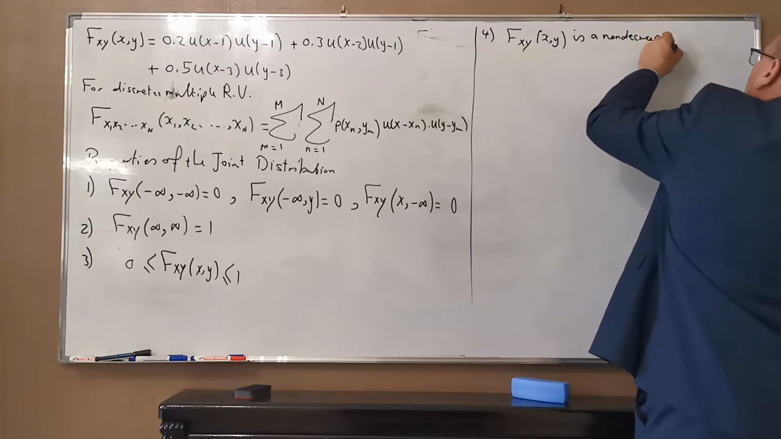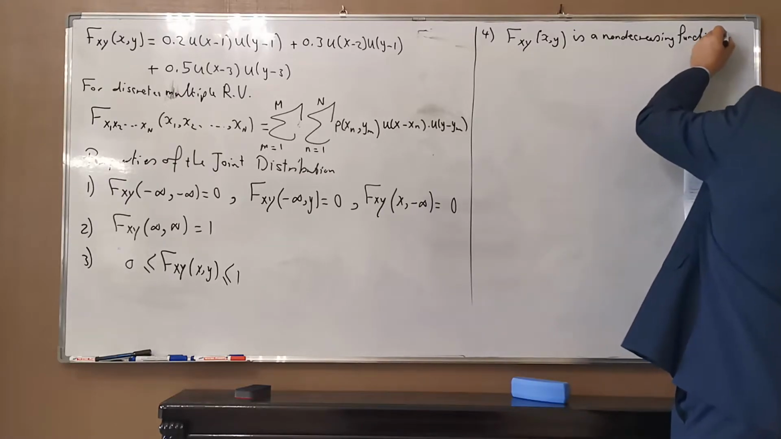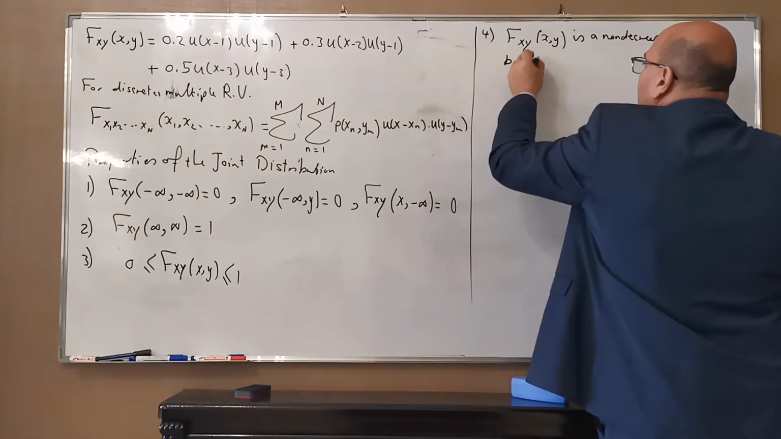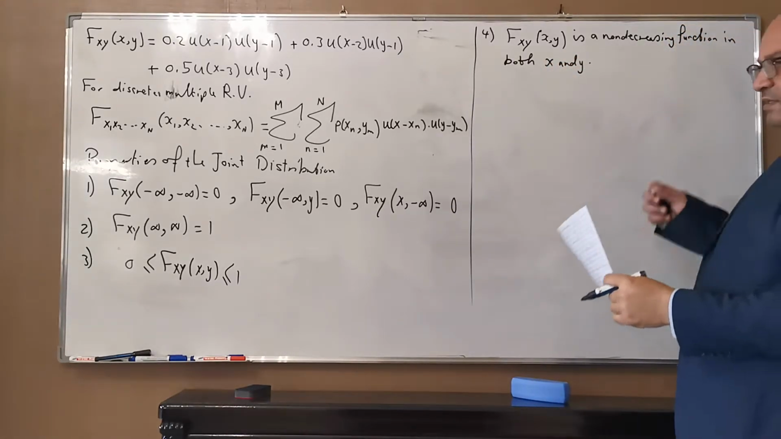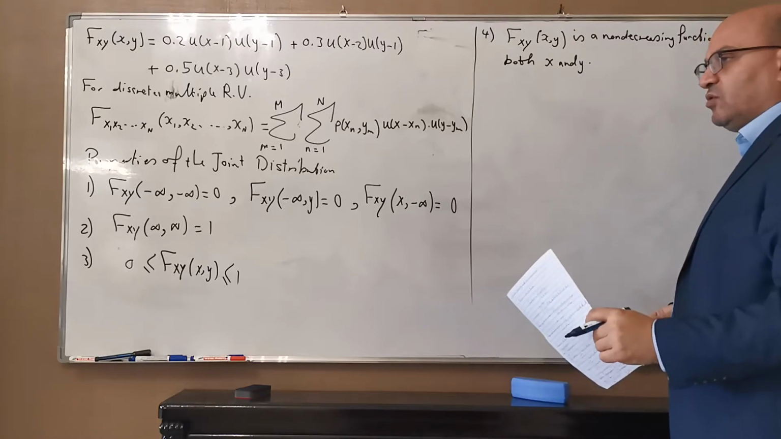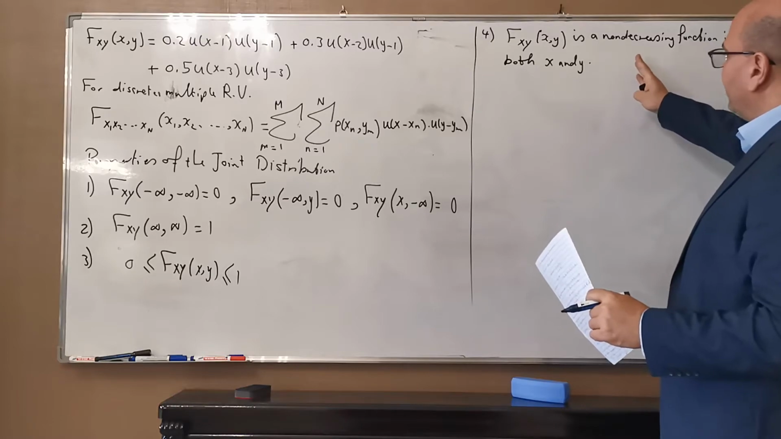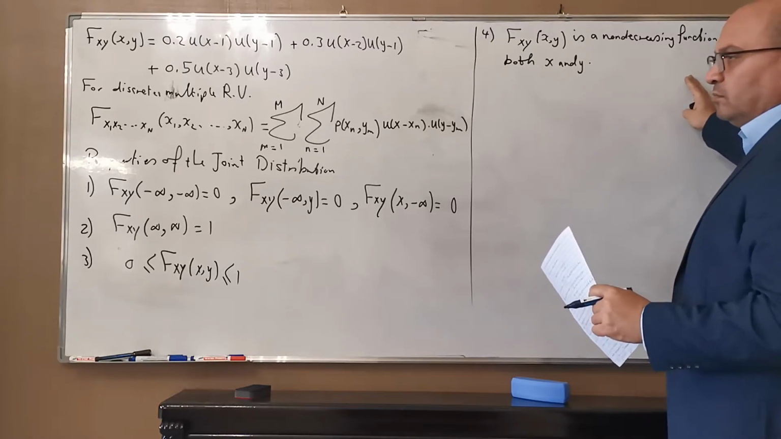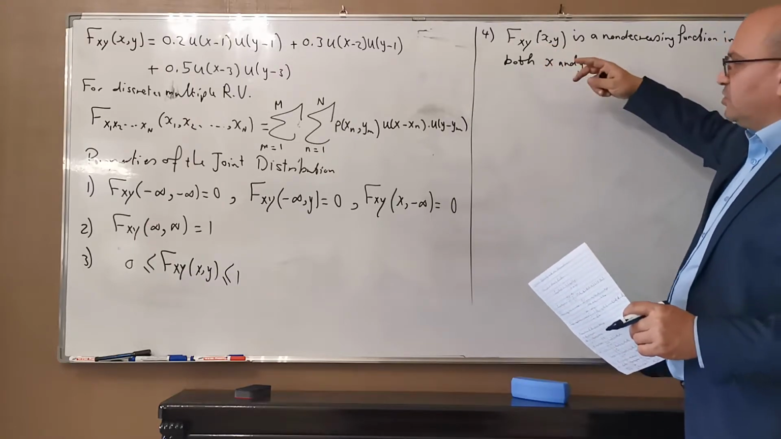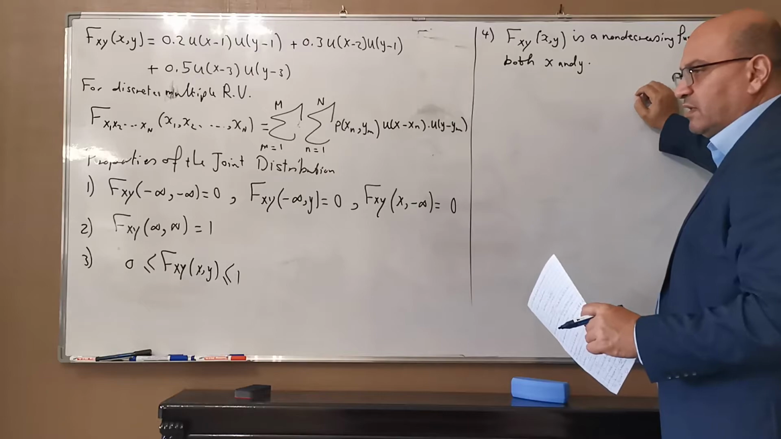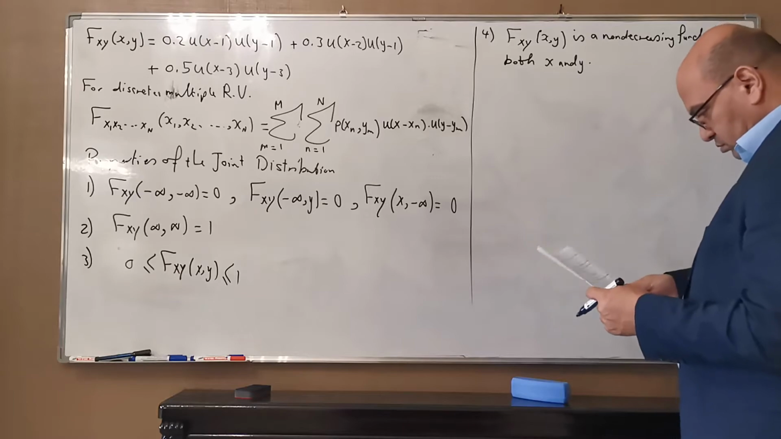Non-decreasing function in both x and y. It's a non-decreasing function, means that it increases or it has a constant value, but it cannot decrease. So if you have x1 and x2, and x1 is less than x2, then the function evaluated at x1 is definitely less than or equal to the function at x2.